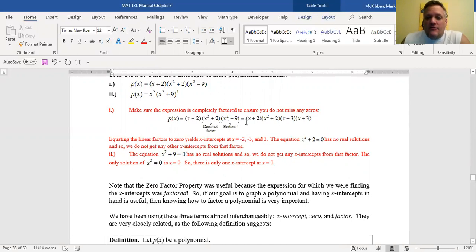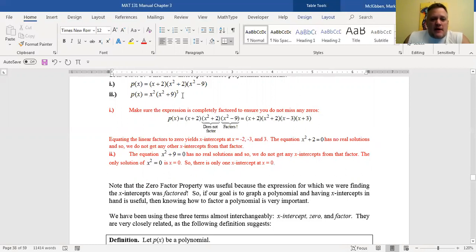If you set each of these equal to 0, the first one gives you minus 2, the next gives you 3, and this one gives you negative 3. But setting this guy equal to 0 does not yield any real solutions, right? You'd have x squared equals negative 2, and so you'd get plus or minus i radical 2. Those are not x-intercepts. So you exclude any imaginary solutions from consideration when asking about x-intercepts of a graph. Each of these gives you an x-intercept.